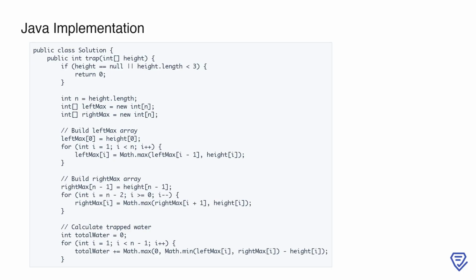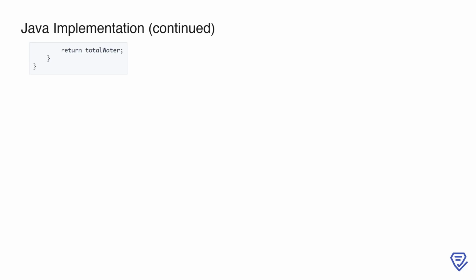Similarly, the rightMax array is constructed, but this time starting from the last index. The last element is set to height[n-1], and for each position moving backward, rightMax[i] is updated to the maximum of rightMax[i+1] and height[i]. These arrays effectively capture the tallest bar heights on both sides of each position, which are critical for calculating trapped water. With the leftMax and rightMax arrays built, we can now compute the total amount of trapped water.